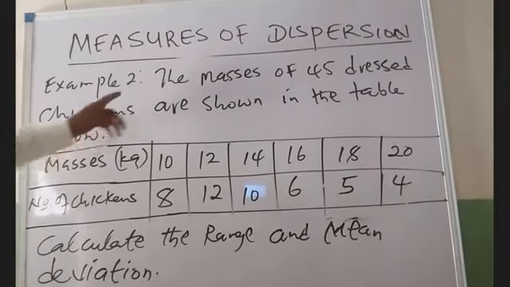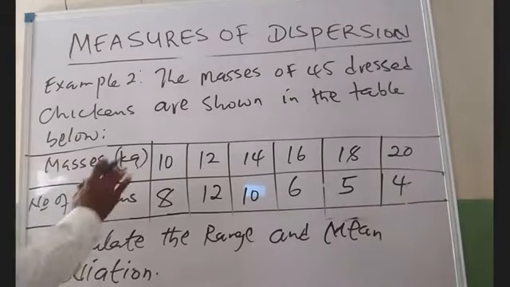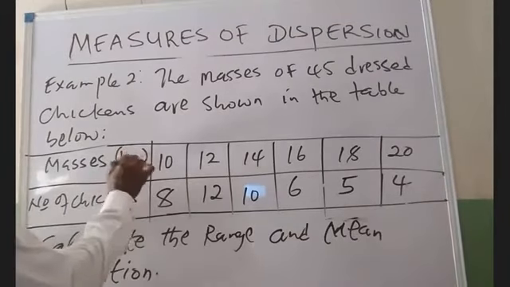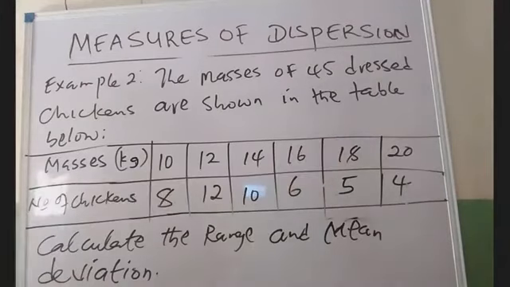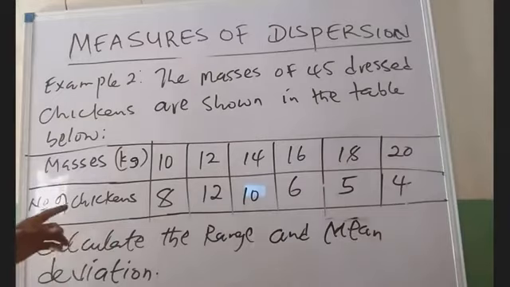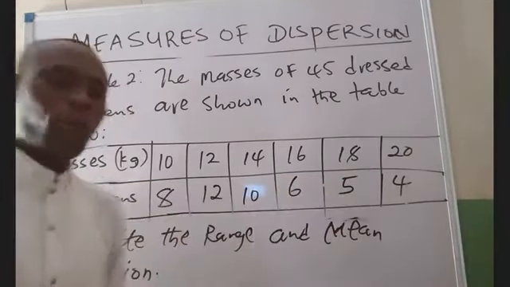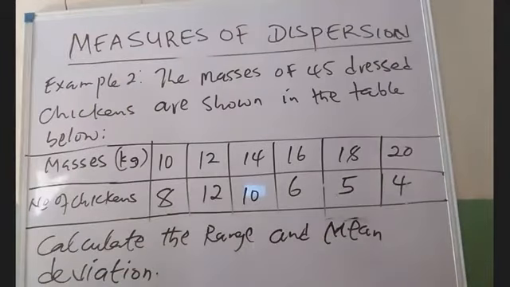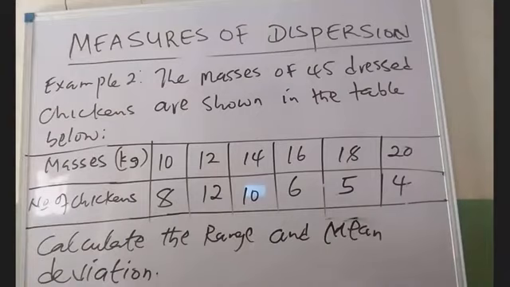Okay, we have example 2. The masses of 45 dressed chickens are shown in the table below. This is the masses in kilogram: 10, 12, 14, 16, 18, 20. Then we have numbers of chicken: 8, 12, 10, 6, 5, and 4. We are asked to calculate the range and the standard deviation.